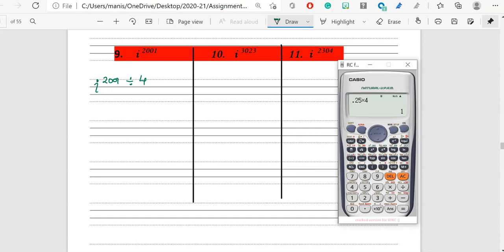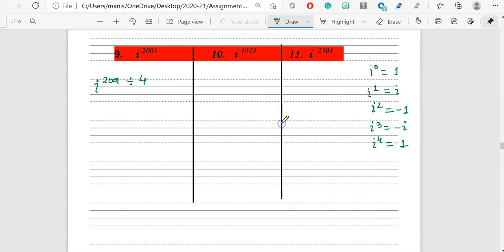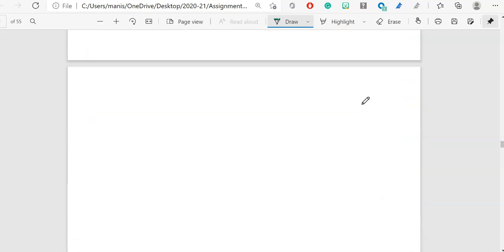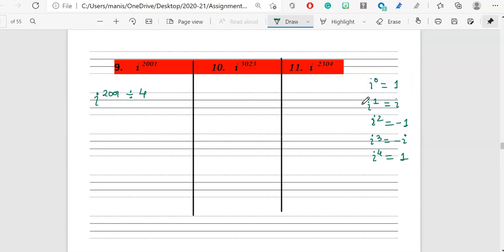2001 divided by 4. So I got my calculator over here. 2001 divided by 4. Your decimal is what? 0.25. You remember what I showed you? If the decimal is 0.25, what is the remainder? 1. So your remainder is 1 over here. So my next step will be i to the power 1. What is i to the power 1? It is i itself. So this is the answer for this problem.